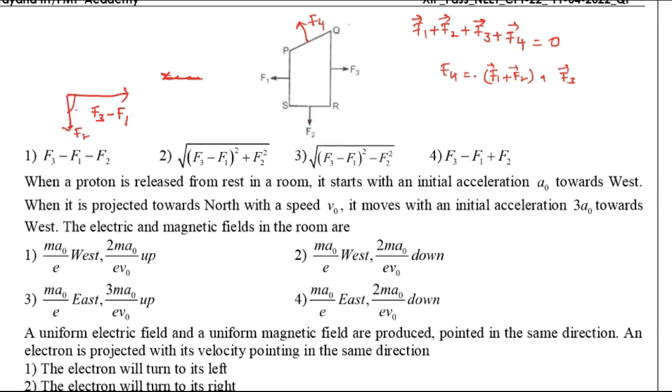The angle between them is 90 degrees. So the resultant force of these two is equal to root of F3 minus F1 whole square plus F2 square.